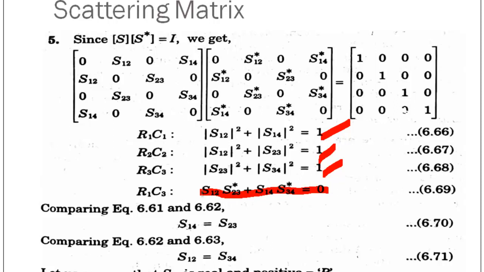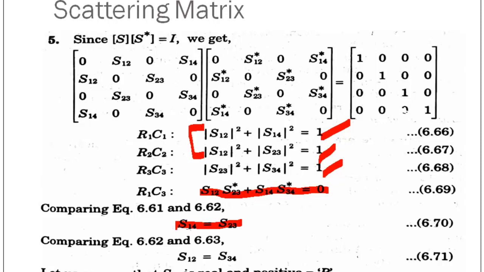And this property is known as the zero property of the matrix. Zero property means if one row is multiplied by any other row, then the total will be 0, right? So when comparing this equation to this equation, we will get S14 is equal to S23, because S12 will be cancelled out, 1 will be cancelled out. So mod of S14 squared minus mod of S23 squared is equal to 0.